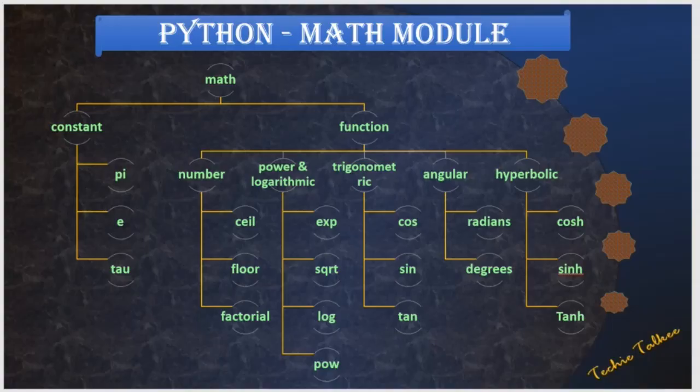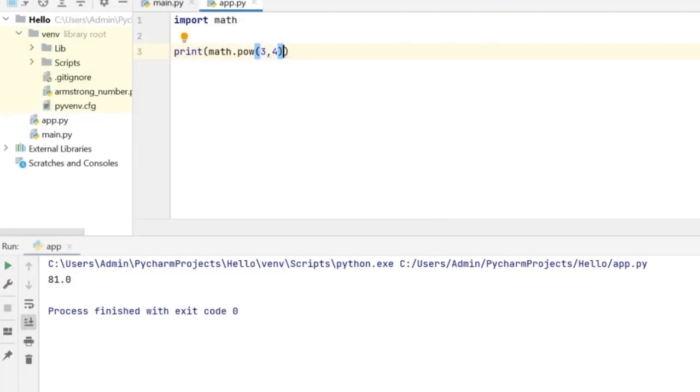Next, we have the power method, which is going to calculate the value of x to the power of y. So here I have given print math.pow of 3 comma 4, which is nothing but 3 to the power of 4, and so I got the value to be 81.